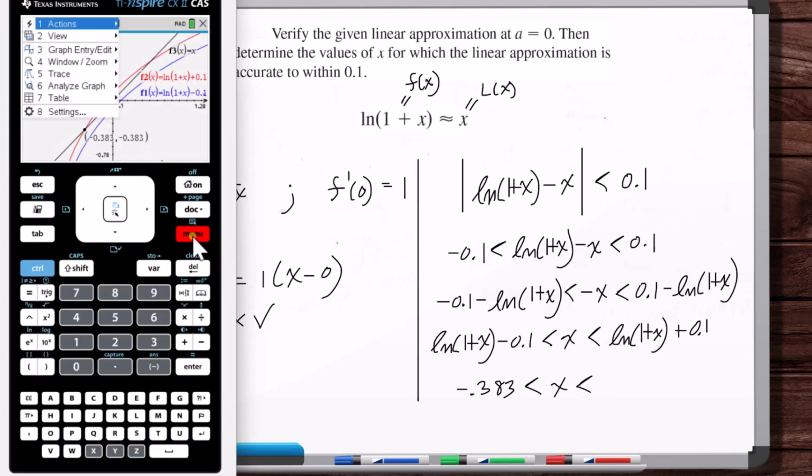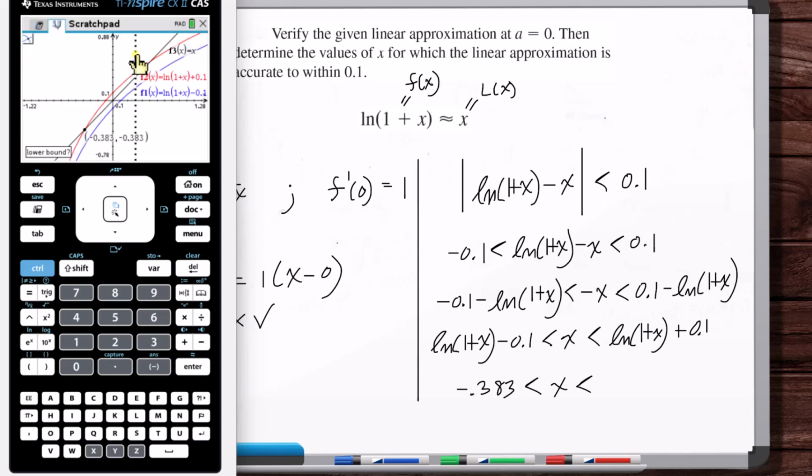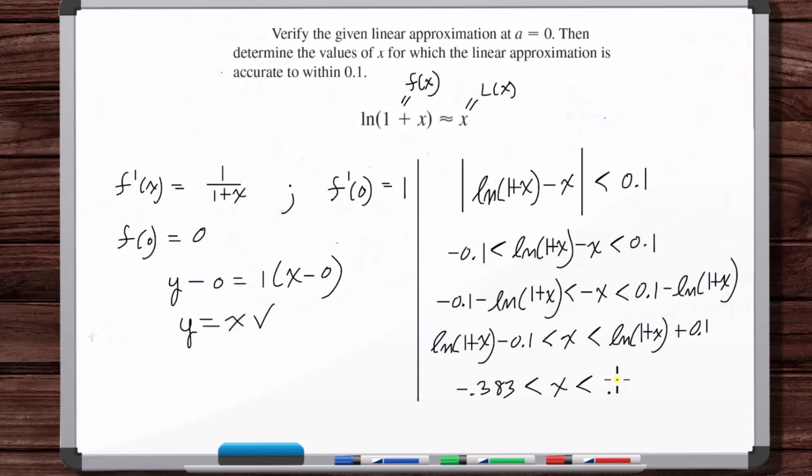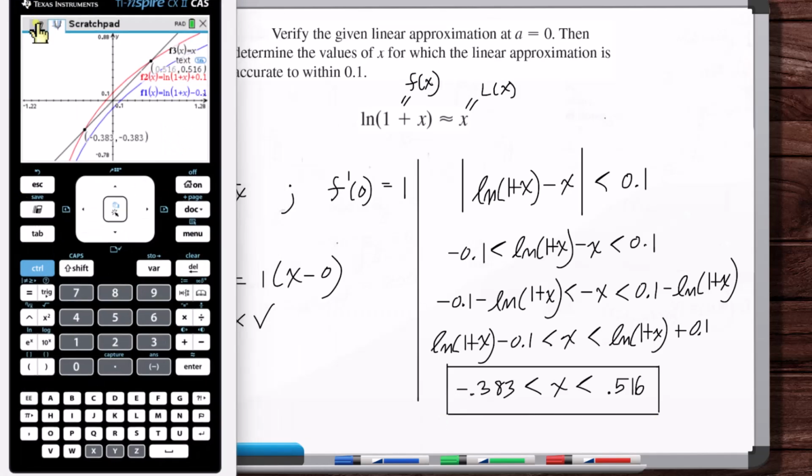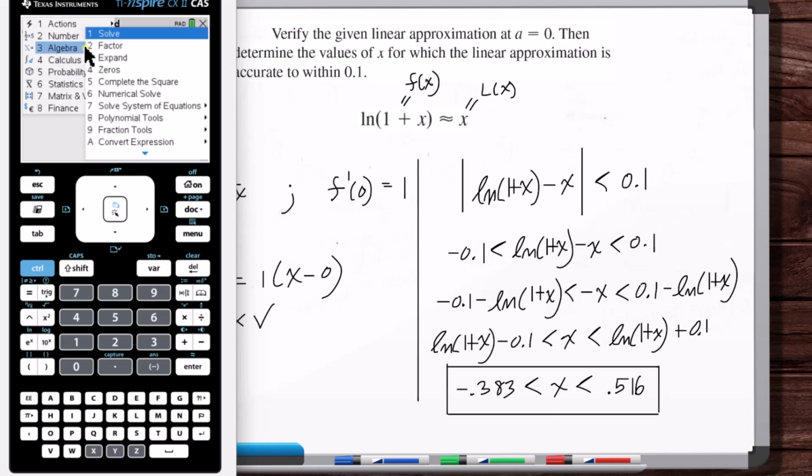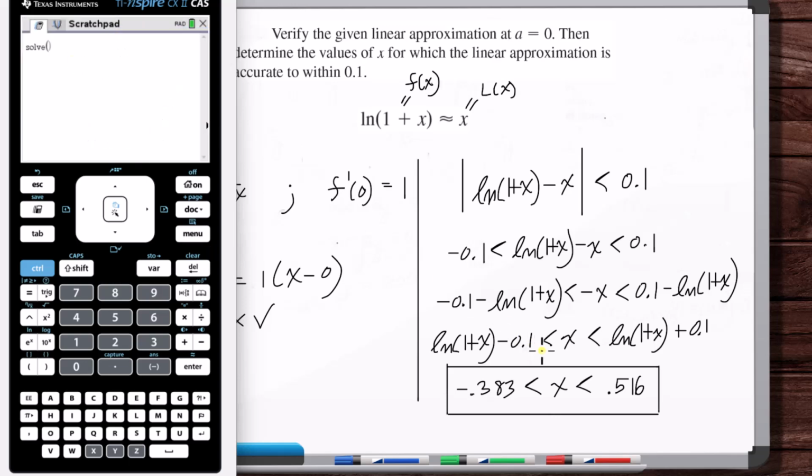Okay. Now we're going to do this again. .516. And there we go. So you could have used solve and then typed x is equal to natural log 1 plus x minus 0.1, but then you would need to also specify a lower bound and an upper bound.